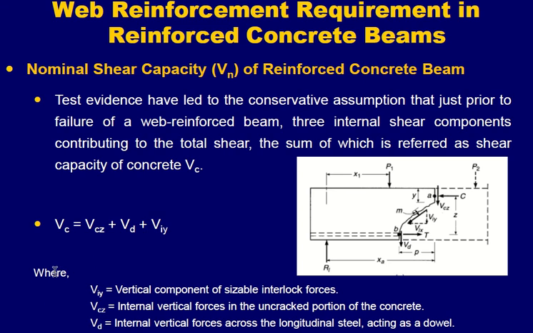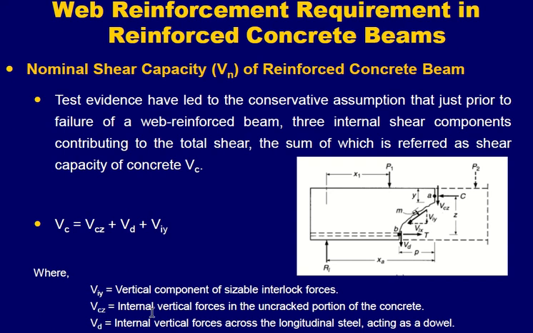And what are these components? Viy is equal to the vertical component of aggregate interlock forces. So you have coarse aggregates in your beam, and when the crack has happened, different aggregates, for example in this section and in this section, are interlocking and resisting each other. So they have considered that one component is due to that interlocking of the aggregates.